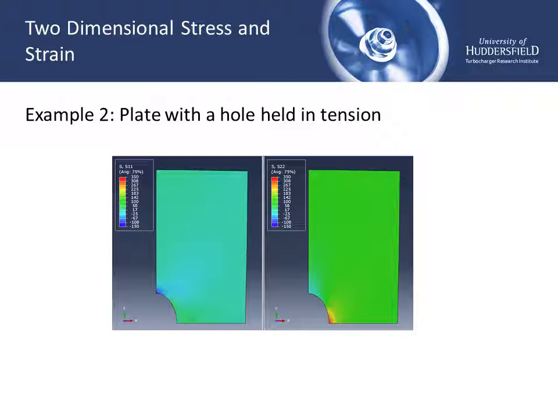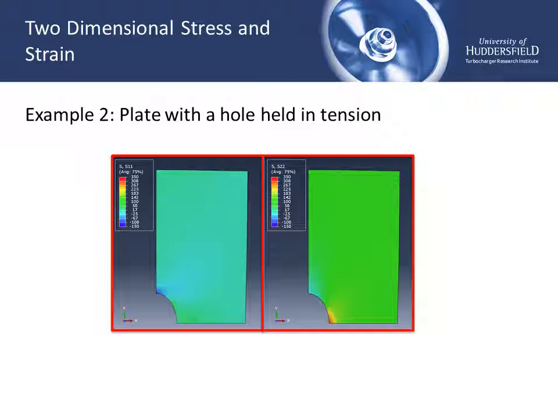Another example here is the result of a finite element analysis of a simple plate with a hole, with just a quarter of the plate shown here. On the left-hand side, this plot shows the stress in the horizontal direction, the x direction, and on the right-hand side we're showing the stress in the vertical direction, the y direction. We can see that the magnitude of the stress is quite different between those two directions, once again highlighting the fact that stress magnitude is dependent on the direction in which we're looking at the stress.